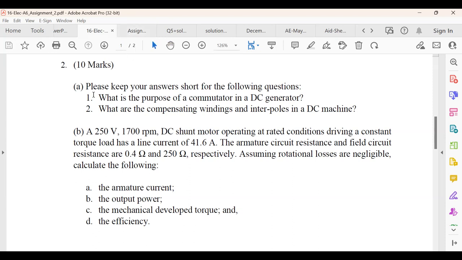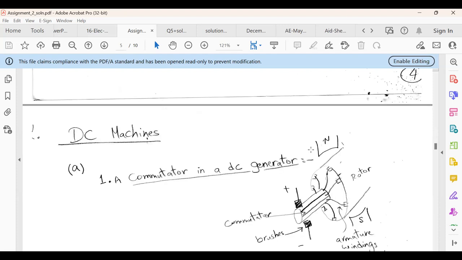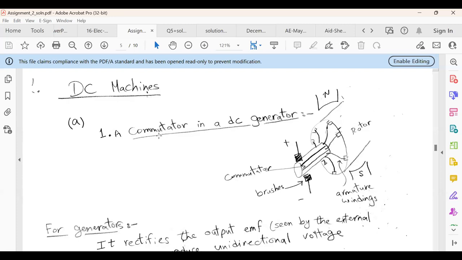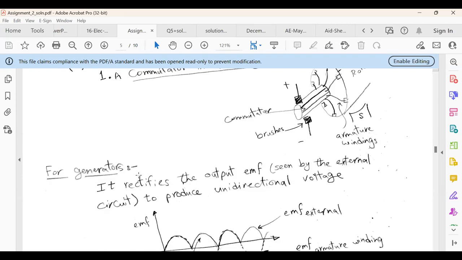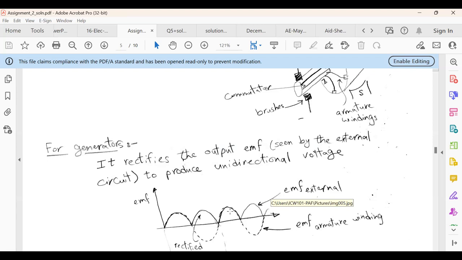For the DC, I included two parts. The first one is about the theory: the commutator, what is the main purpose for the commutator, and the compensation windings and the interpoles. We already discussed this during the slides or the presentations, but we did it very quickly. So let's do it in a more detailed way. The commutator, what we use it for in the generator, is as a mechanical rectifier, not like the power electronics rectifier, but you are trying to make the AC voltage into DC voltage. Okay, this is for the generator to have DC voltage at your terminal.